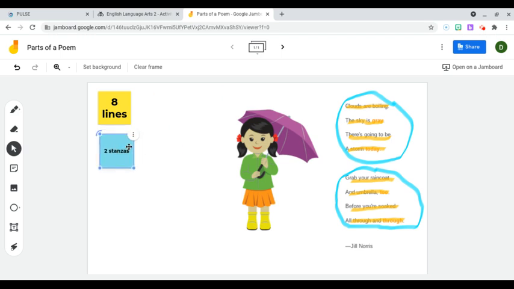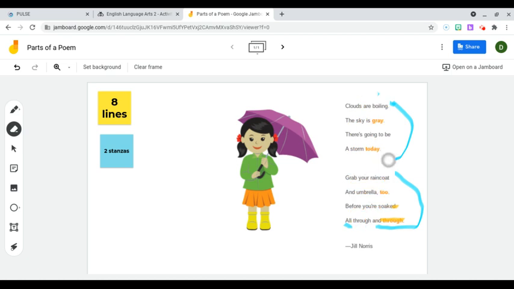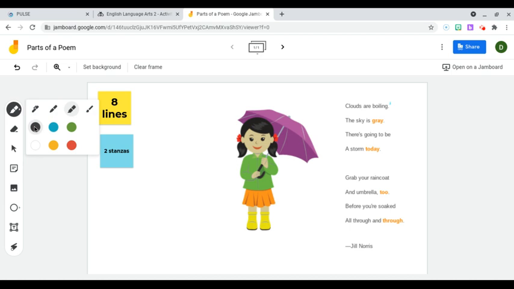Okay, the next part of a poem that we worked on was syllables. Just like we practice syllables in phonics, syllables can be found for each line. It can be difficult to keep track of the syllables, so we're going to write the syllables next to each line so that we know exactly how many. So look at line number 1. It says clouds are boiling. Just like we clap in phonics, we're going to clap out the syllables in this line.